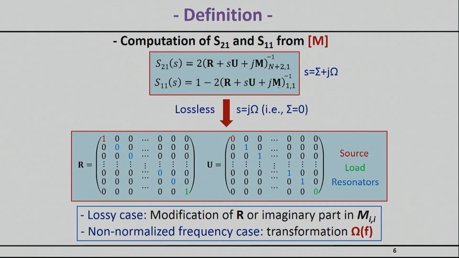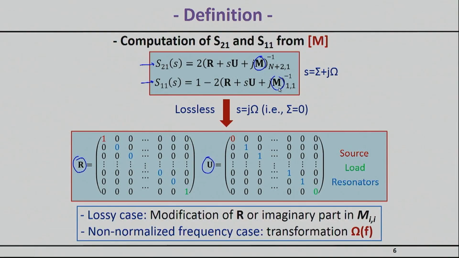All right, so these are the equations I promised you. Here is basically the S21 and S11 if you know the coupling matrix. The coupling matrix here is shown by this M. So this is the one that we just saw. And you need two additional matrices: the matrix R, which is shown right here, and the matrix U, which is shown right here. So matrix R is very simple.